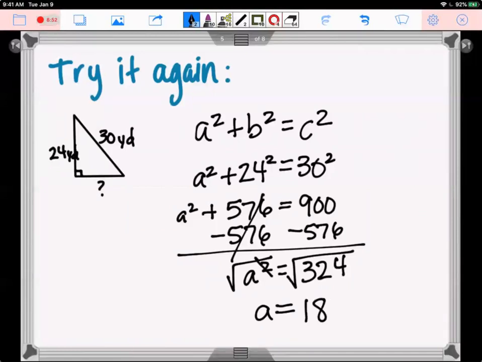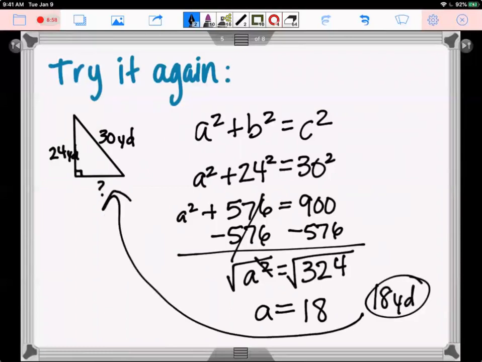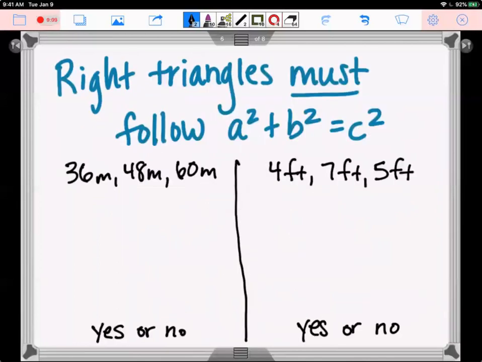Fantastic. 18. So the final answer here is 18 yards, which means this side would equal 18 yards. Okay? That's how we use the Pythagorean theorem to find the missing sides. All right, one more idea is that right triangles have to follow a squared plus b squared equals c squared. They have to. If they don't follow it, then they're not really right triangles.